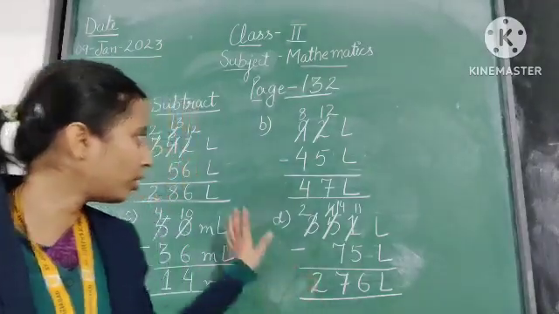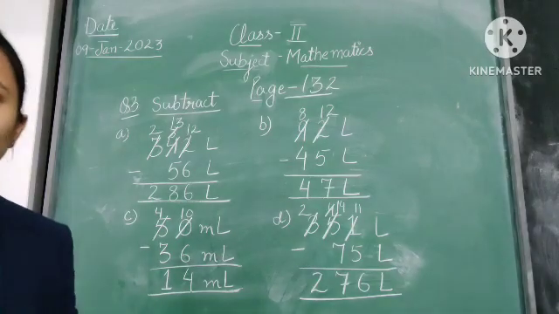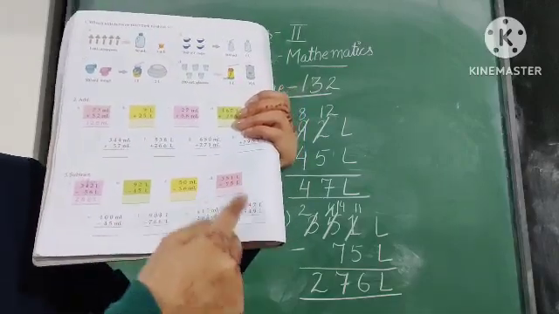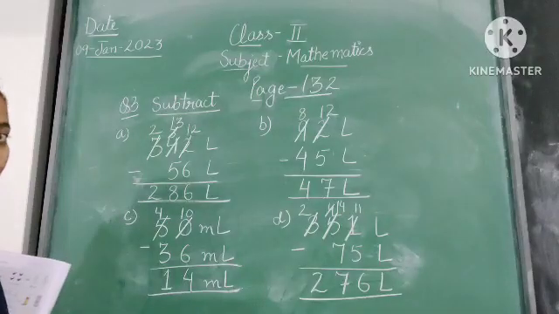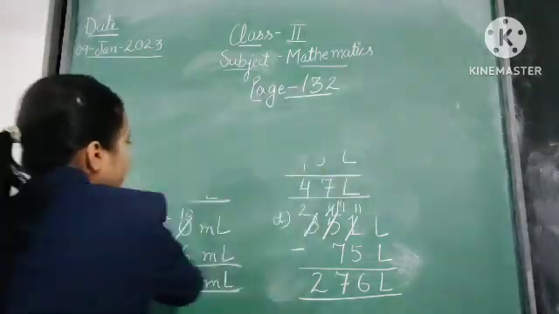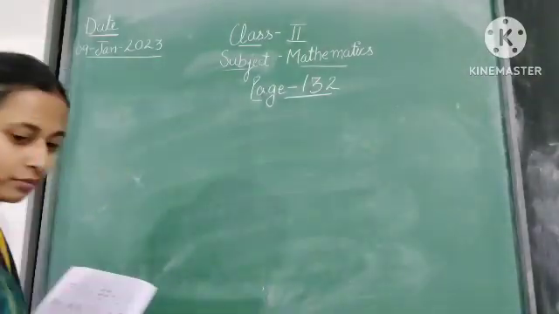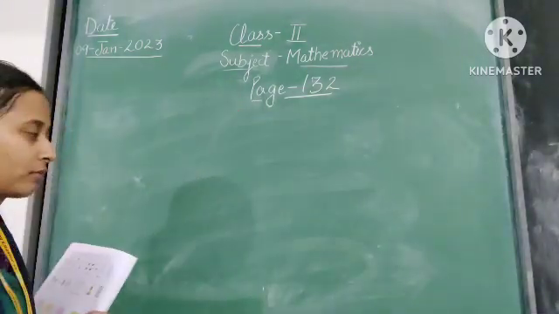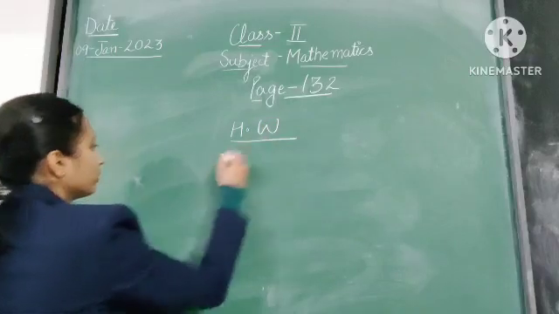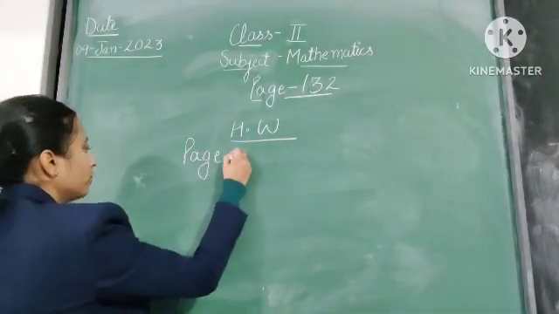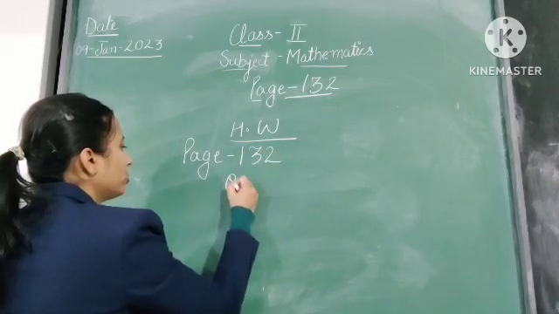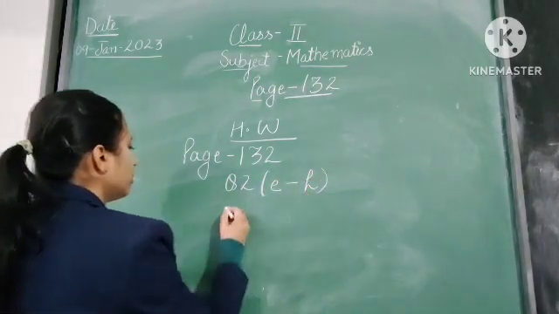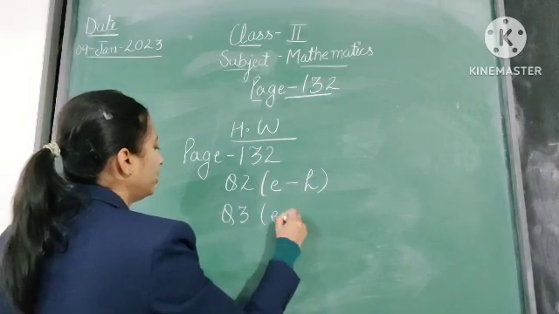I hope this is again clear to you all. So students, for question number 3 as well, we did the first 4 parts. Now the next 4 parts, part E, F, G and H are your homework. So your homework for today is page number 132, question number 2, part E to H, question number 3, part E to H.